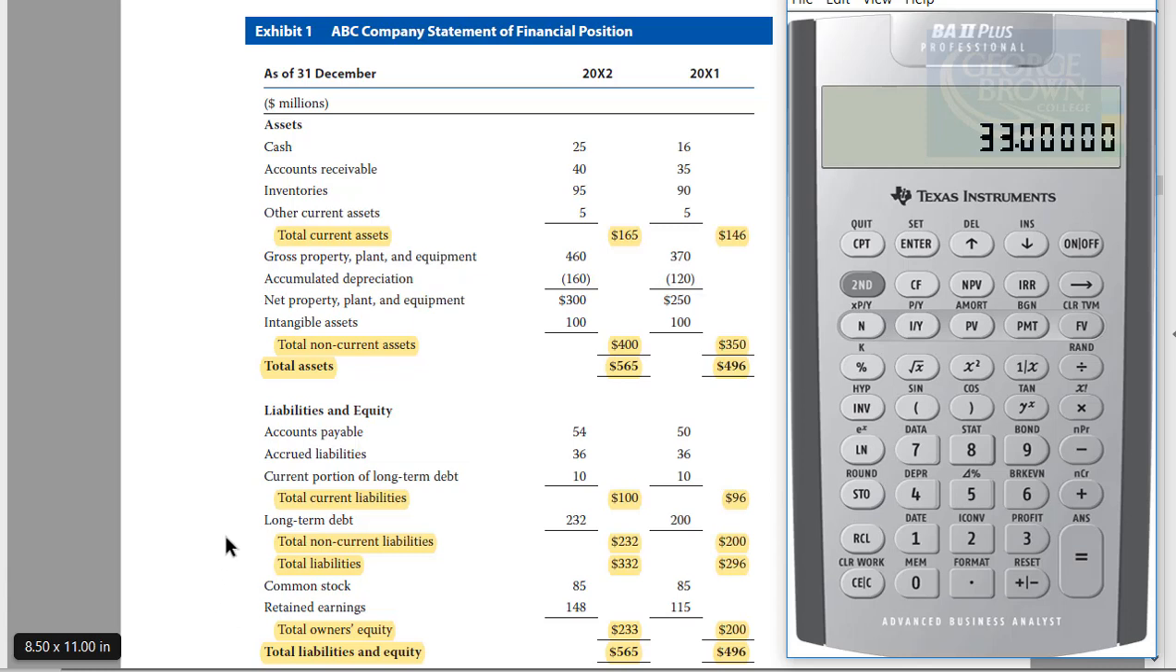Nevertheless, you can see again total assets 565, total liabilities 332, plus owner's equity 233 gives us our liabilities and equity. Assets equals liabilities plus equity. Okay.